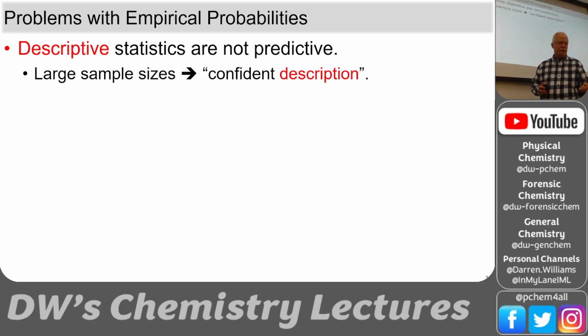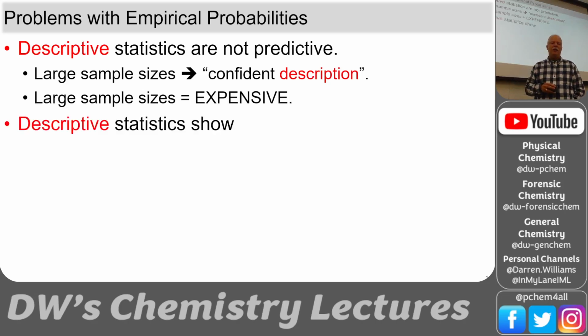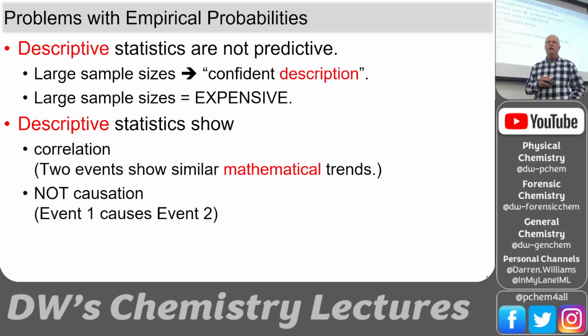So large sample sizes, like the whole population of the country, would give you a confident description, but large sample sizes are expensive. In chemistry, we would love to do large comprehensive studies, but it costs money. So we've got to figure out a way to balance cost with the results that we want. And then descriptive statistics show correlation, that there's a trend, similar trends or dissimilar trends mathematically, but they do not show causation. You actually have to have a knowledge of the system and how event 1 is connected to event 2 to determine causation.